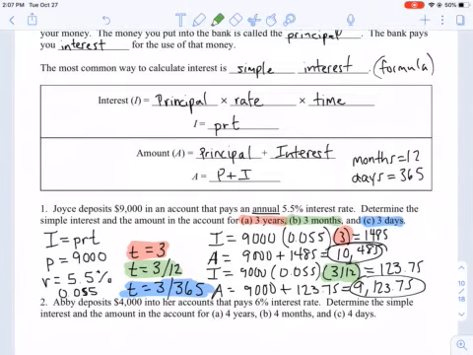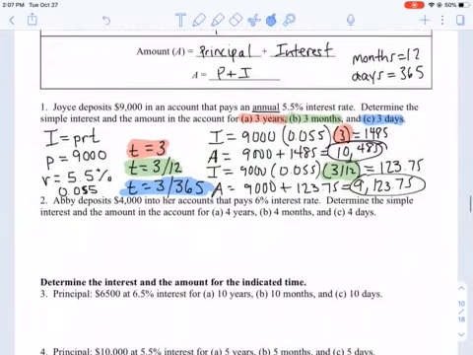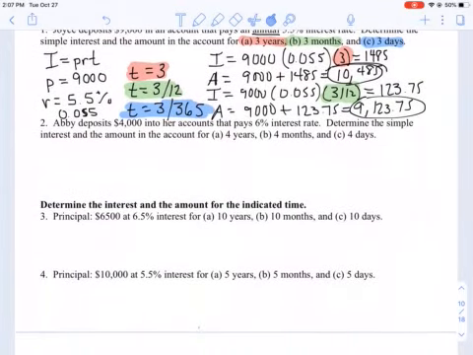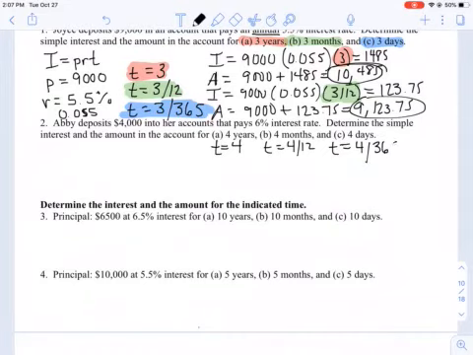So I don't know that this is really that difficult, other than making sure you use the correct times. So on this next one, I'm not going to solve each part, but let's tell what the t should be. So 4 years is just 4. 4 months is 4/12. 4 days is 4 out of 365. Nothing too interesting there.